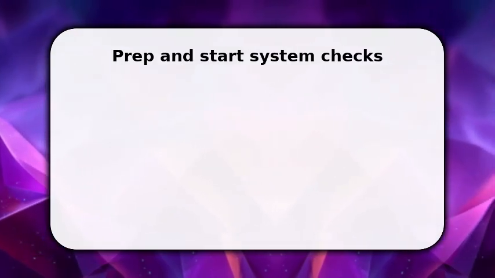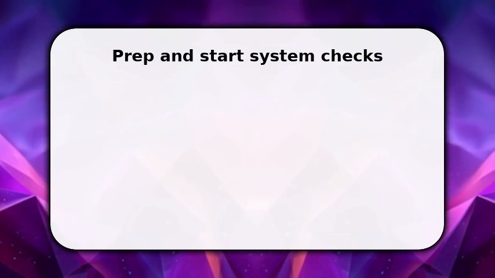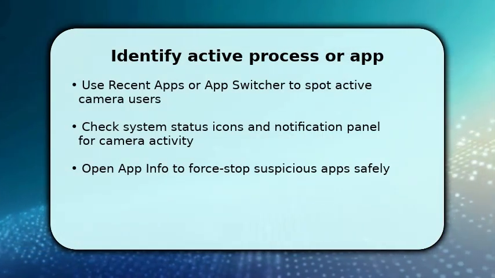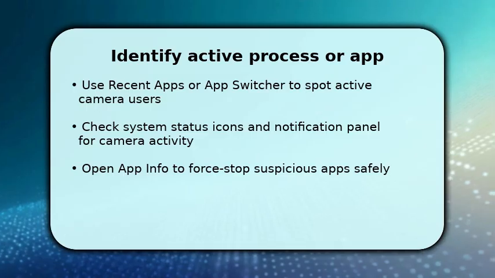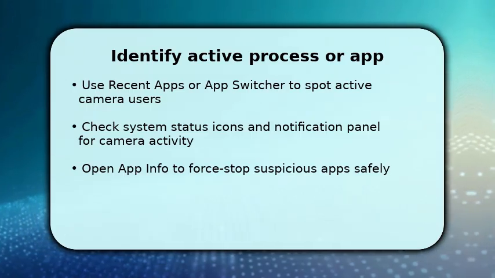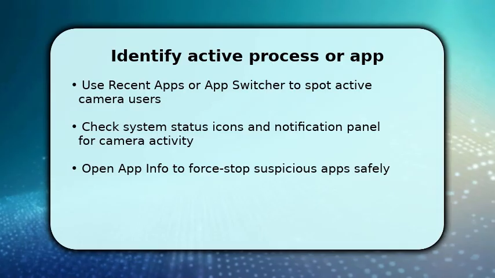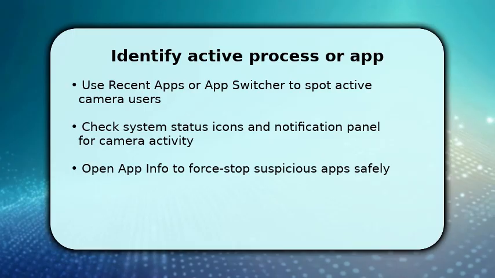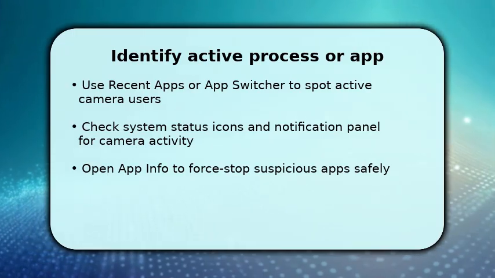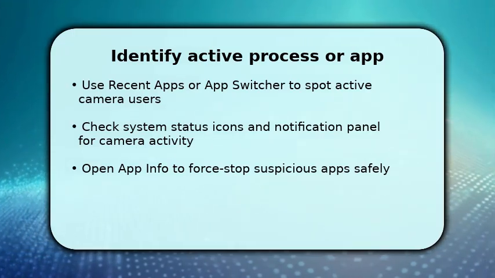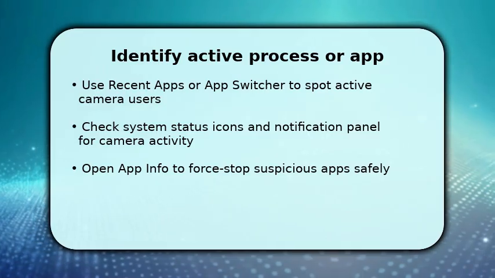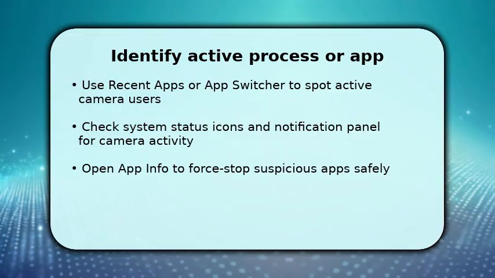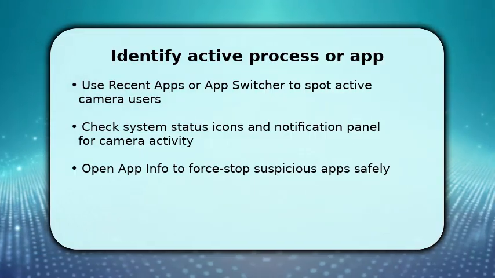Now you'll pinpoint the active app. Open the app switcher or recent apps and look for any app showing camera preview or labeled camera use. If none, pull down the notification panel to inspect system notices about camera activity. Next, go to Settings Apps, tap the suspicious app, and open App Info to view permissions and background activity. If it's using the camera unexpectedly, force stop it and revoke camera permission. This stops access.